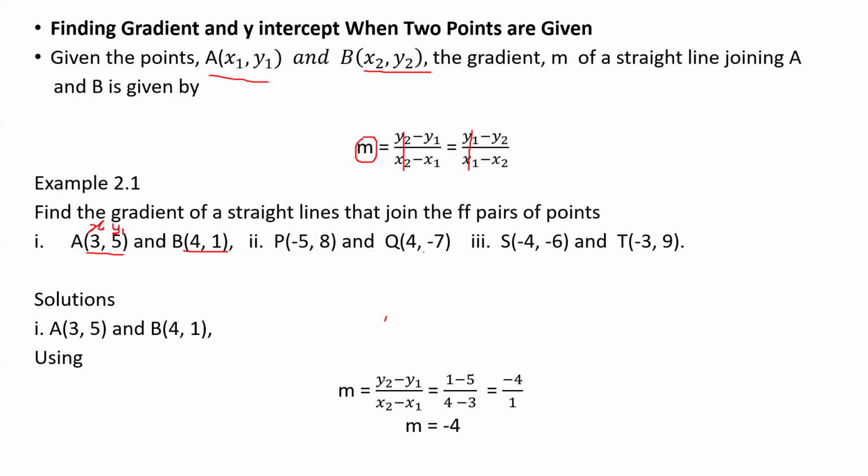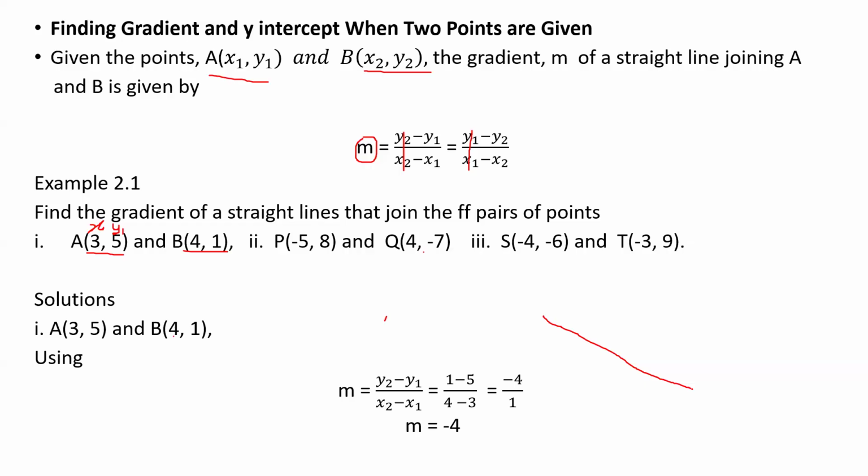So by going to the points, you can see that y2 is 1, minus y1 which is 5, so we have 1 minus 5, all over x2, which for B is 4, minus x1, which is 3 for A. Then we have 4 minus 3. Hence we are having negative 4 over 1, which is negative 4. Therefore, the line would be like this. I hope you are following.